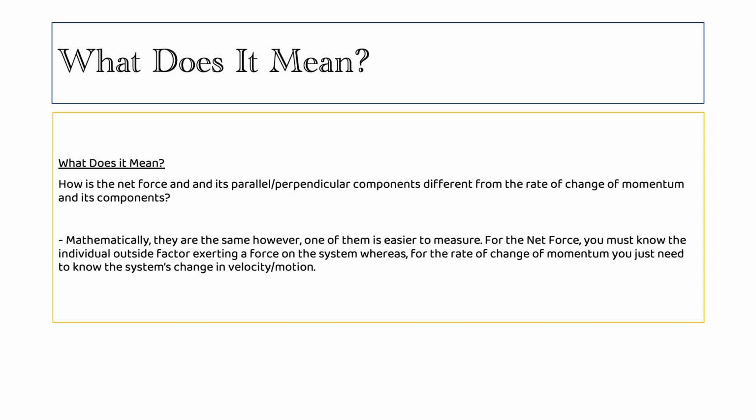So what does it mean? How is the net force and its parallel or perpendicular components different from the rate of change of momentum and its components? Mathematically, they're the same, but one of them is easier to measure. So for the net force, you need to know the individual outside factors exerting a force on the system. But for the rate of change of momentum, you just need to know the system's change in velocity or motion.